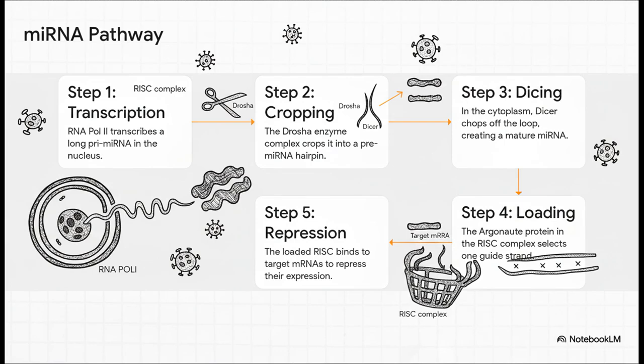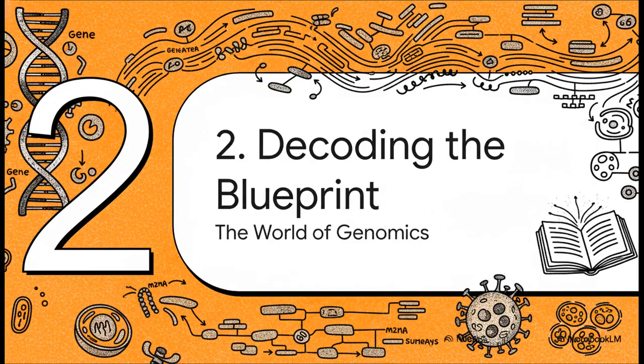And here's the assembly line that makes those microRNAs. It starts out in the nucleus as this long transcript, which gets a little haircut from an enzyme called DROSHA. Then it's shipped out to the cytoplasm, where another enzyme, Dicer, gives it the final chop. And once it's ready, it gets loaded into this complex called RISC, and that's when it can finally go out and do its job.